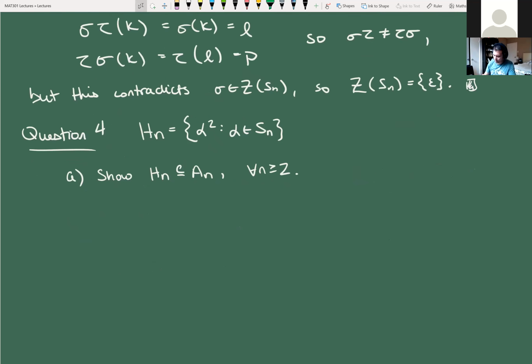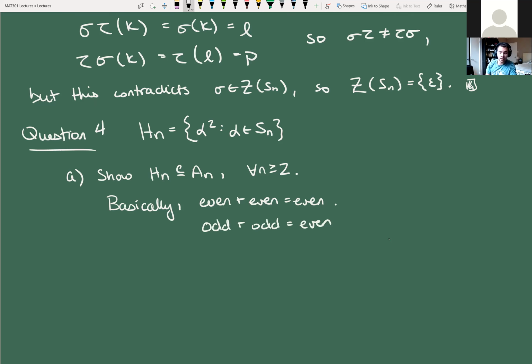You can write it down more formally, but basically, even plus even is even. So if we started with an element of AN, it will be in HN. Odd plus odd is also even. So if we started with an element that had an odd number of transpositions, after we've squared it we have an even number. So no matter what, alpha squared always has an even number of transpositions in it, which means it's an element of AN, right? Okay. Now B here is a little bit tougher.